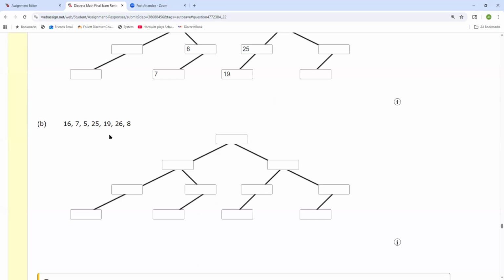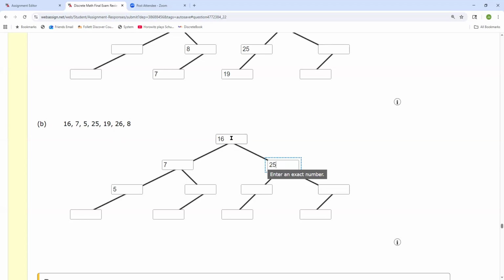Okay, 16, 7, 5, 25, 19, 26. Let's do it again. You always put the first one in the first available spot. So 16 goes in the top. 7. Does 7 go left or right of 16? And then 5. Does it go left or right of 16? Does it go left or right of 7? Correct. Now 25. Does 25 go left or right of the root? So now there's an open spot, so boom, it goes in the first open spot.